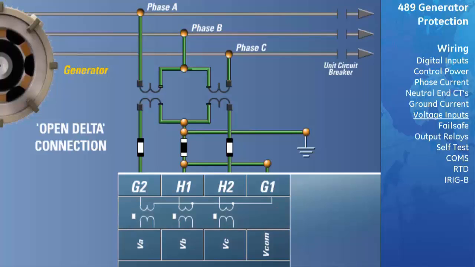As the internal VTs of the relay are arranged in a Y configuration, the B-phase and VCOM terminals must both be shorted to ground if an open delta configuration is to be used. Regardless of the wiring configuration for the phase VTs, there is a maximum VT ratio of 300 to 1 allowed, and the nominal secondary voltage must fall between 70 and 135 volts to allow proper metering and to protect the relay from damage due to high voltages.